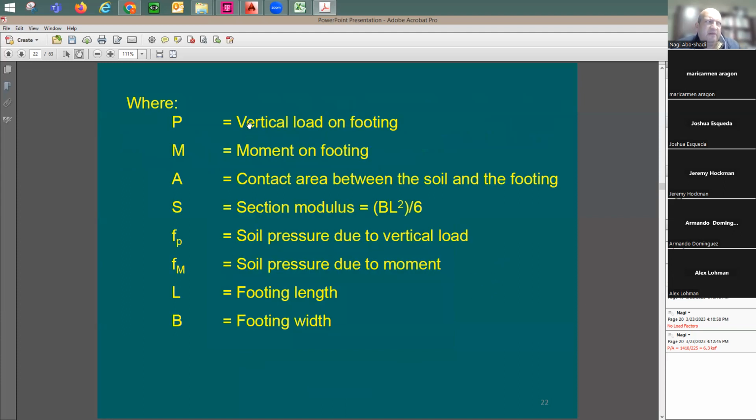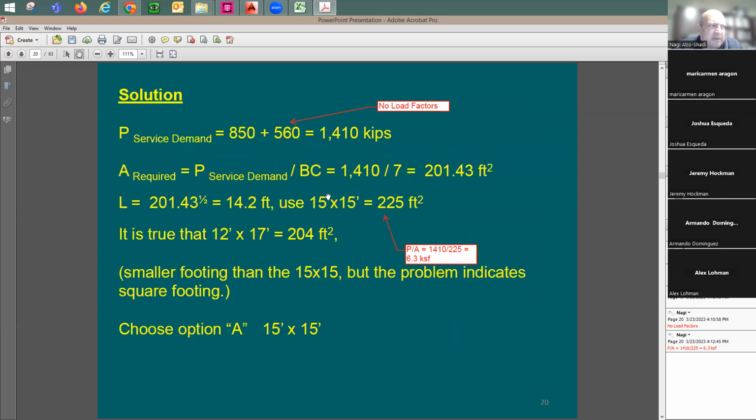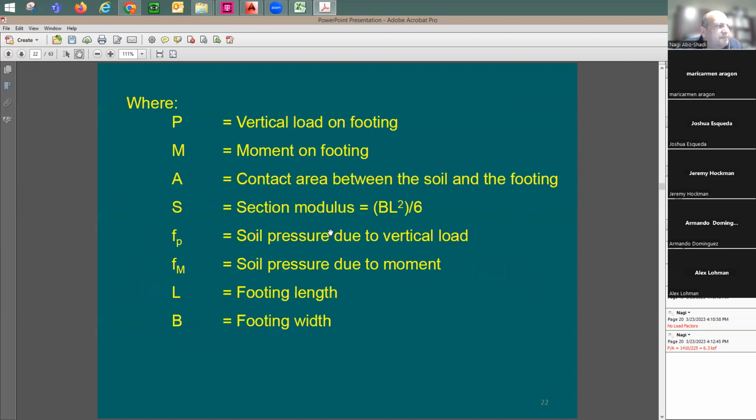Let me go through the variables that we're going to be using in our analysis. The vertical load, as you see here, is going to be P. The moment on the footing is going to be M. All service. This A is going to be the contact area between the soil and the footing. Like in our example, A is going to be 225. This is going to be 15 times 15. It's the contact area, or the interface area, between the soil and the footing.